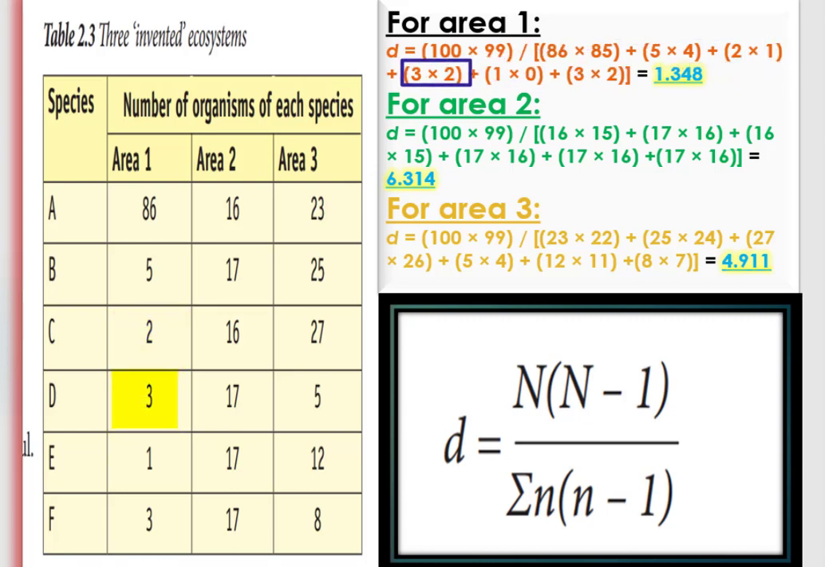plus species D, which is 3, times 3 minus 1, which is 2, plus species E, which is 1, times 1 minus 1, which is 0, plus species F, which is 3, times 3 minus 1, which is 2, is equal to 1.348.